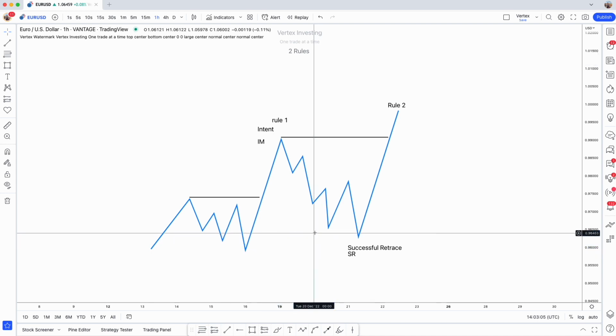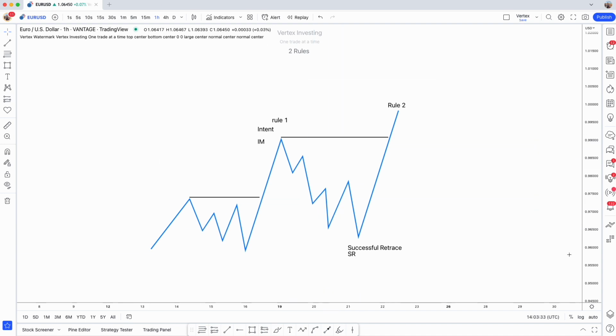The reason we use the two rules is that it ties down everything that we do here at Vertex. In terms of the entries, it's all based around the two rules, because we're only ever going to have two entry points. We're only going to have two POIs at max, depending on the situation, but we shouldn't have any more than that. So we've narrowed down all the possible standard SMC POIs that you can have to just two.